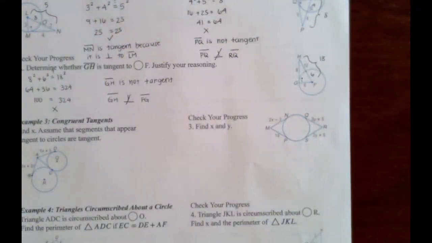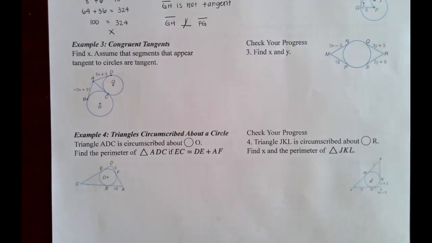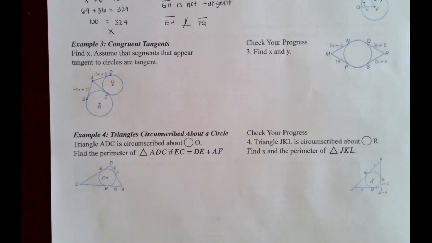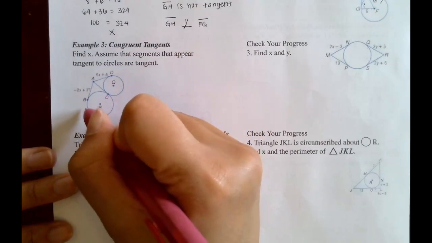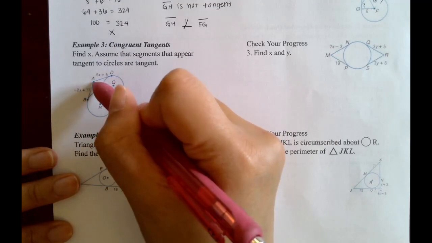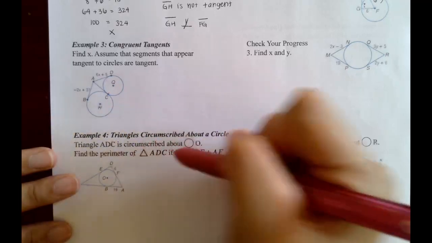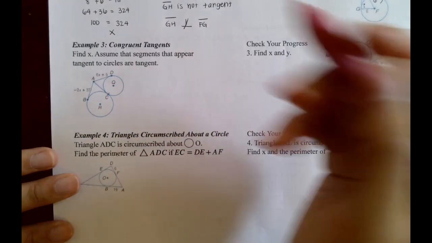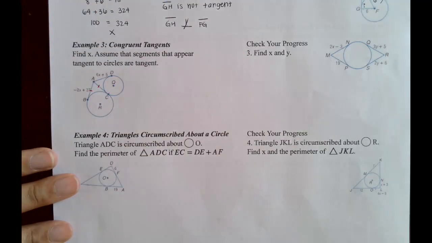So that takes us to example 3, sorry. Here we want to find x. Assume that if it looks tangent, they are tangent. What you should notice is that in this circle, this line and this line are tangent. It only touches the circle in one spot, even if it goes on forever. Based off of that, I know that this and this are congruent.